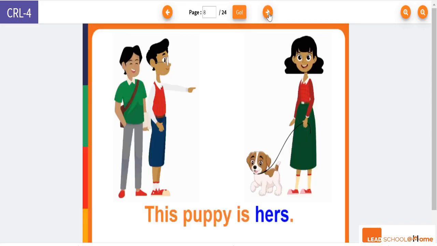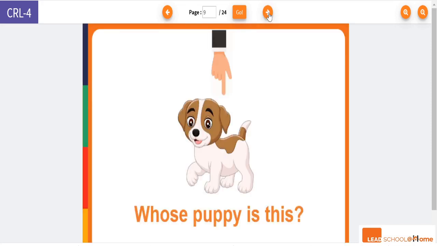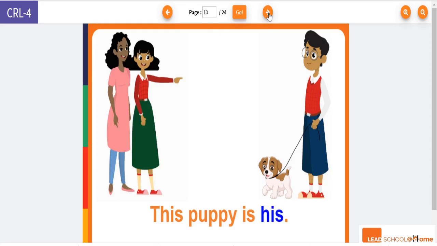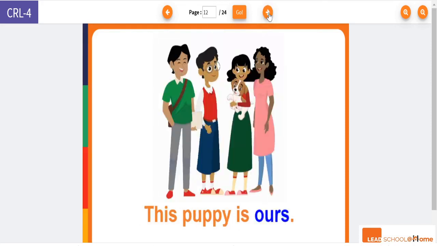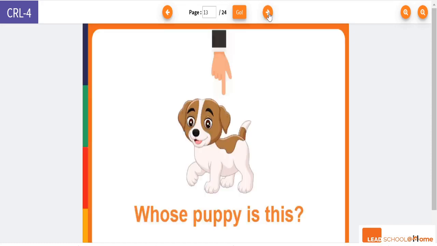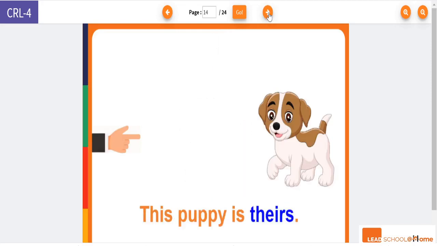Whose puppy is this? This puppy is hers. There's a little girl there. So the puppy is hers. Whose puppy is this? The puppy is his. Now the puppy belongs to the young boy. Whose puppy is this? The puppy is ours, right? It belongs to all of us. Again, whose puppy is this? This puppy is theirs. Someone else's, right? There were many people, and theirs.